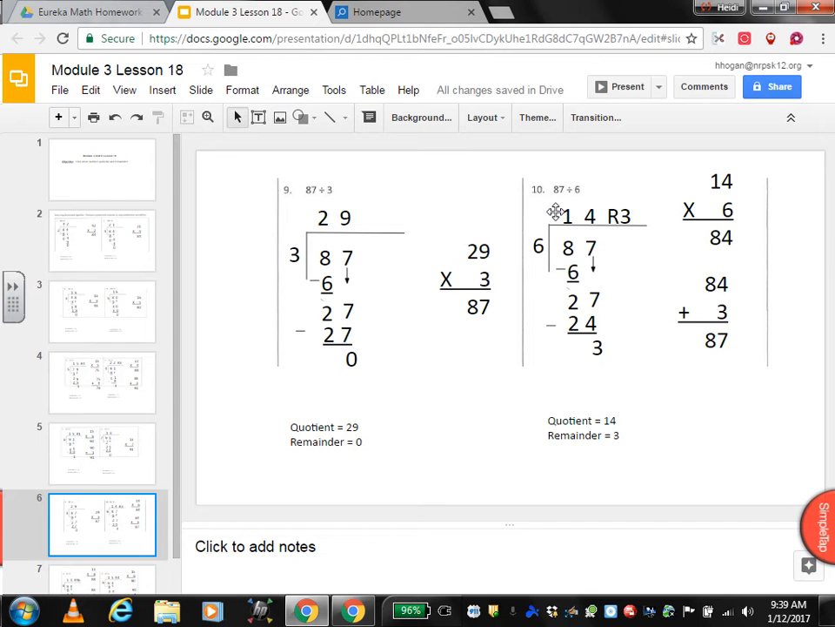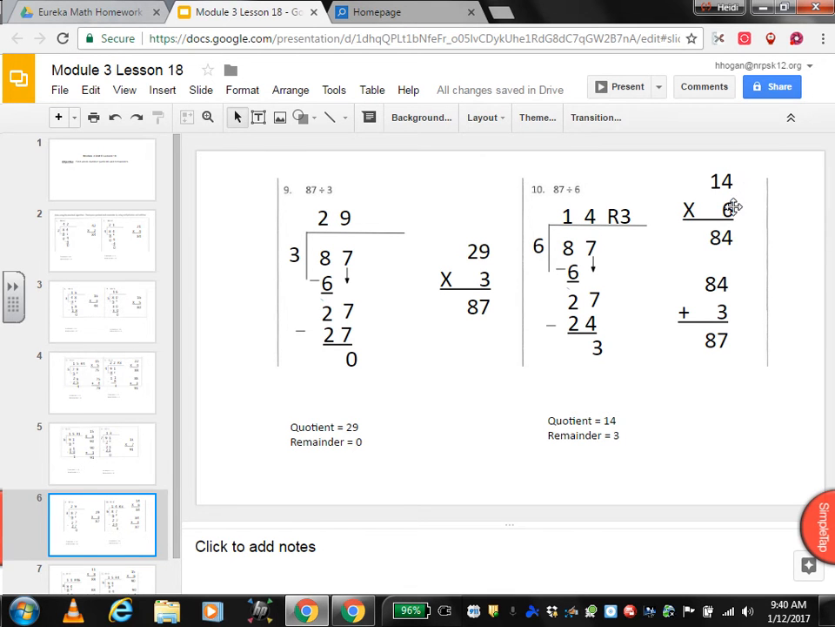87 divided by 6. 8 divided by 6 is 1. 1 times 6 is 6. Subtract, we get 2. Bring down 27. 27 divided by 6 is 4. 4 times 6 is 24. Subtract, we get a remainder of 3. Our quotient is 14. Our remainder is 3.